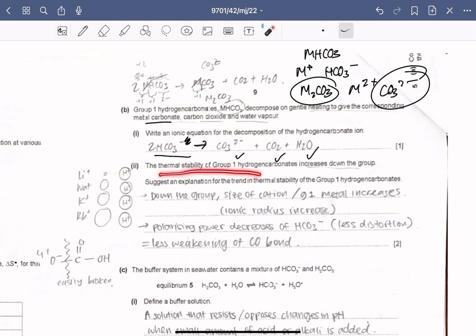Okay, the thermal stability of group 1 hydrogen carbonates increases down the group. Suggest an explanation for the trend in thermal stability for the group 1 hydrogen carbonates.